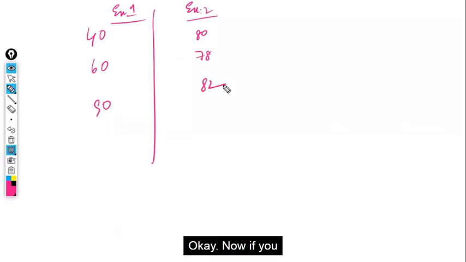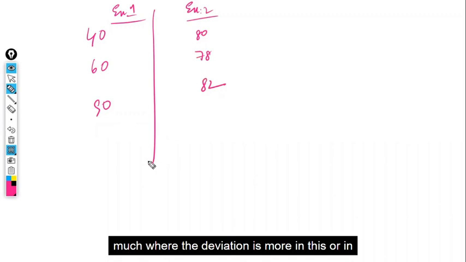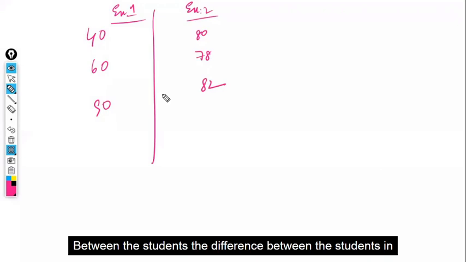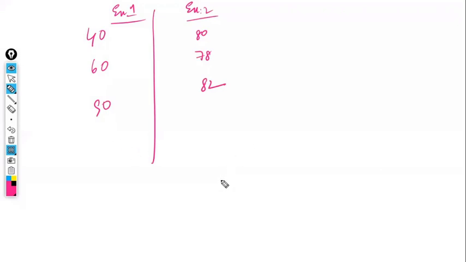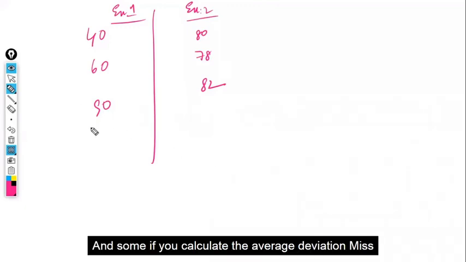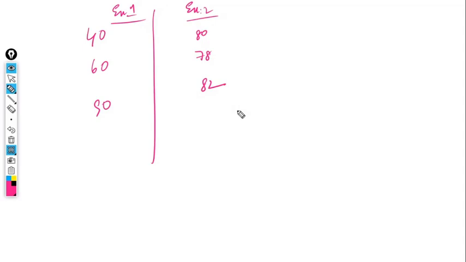Now, if you calculate how much the students deviate, where is the deviation more, in this or in this? Between the students, the difference between the students, in which case is it more? In the first example, the deviations are more. But if you calculate the average deviation, meaning the difference from the mean, in both cases it is equal to 0 only.